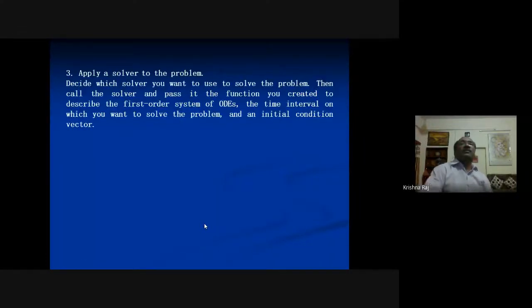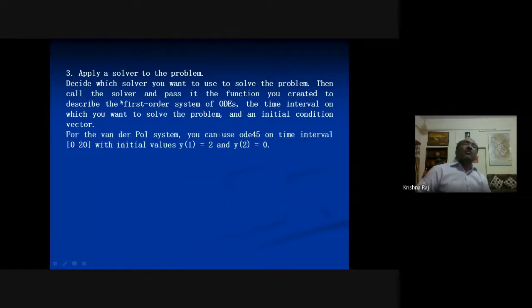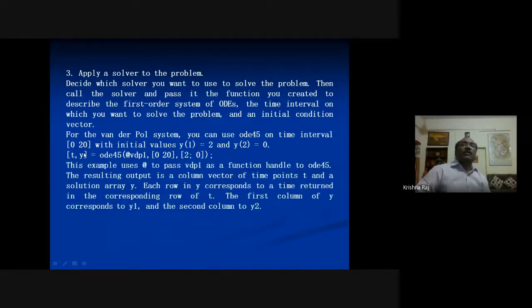As we have discussed in the previous slides, there are so many solvers, ODE15s, ODE23, ODE45, depending upon the different methods like Runge-Kutta, etc. All the solvers have the same syntax except ODE15. For the van der Pol system, you can use ODE45, and we are using this one here, and this is the initial condition of y1, y2 for this purpose, and this is the values of t.